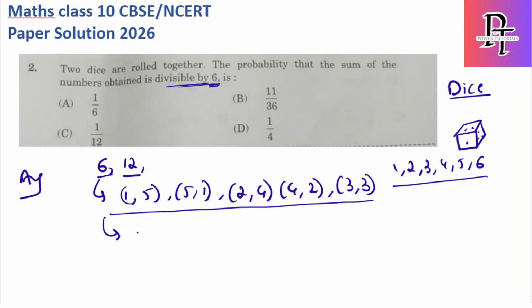So what is the 12 case? The 12 case is 6, 6. Only for 6, 6 can we get the sum as 12. For all the rest we can get the sum as 6, which are 1, 5, 5, 1, 2, 4, 4, 2 and 3, 3. For the rest, if you add, you will not get a multiple of 6. So the total favourable cases are 6. The answer is 6 by 36, which is 1 by 6, and the answer is again A. You can notice that for both the first and second questions the answer is A.